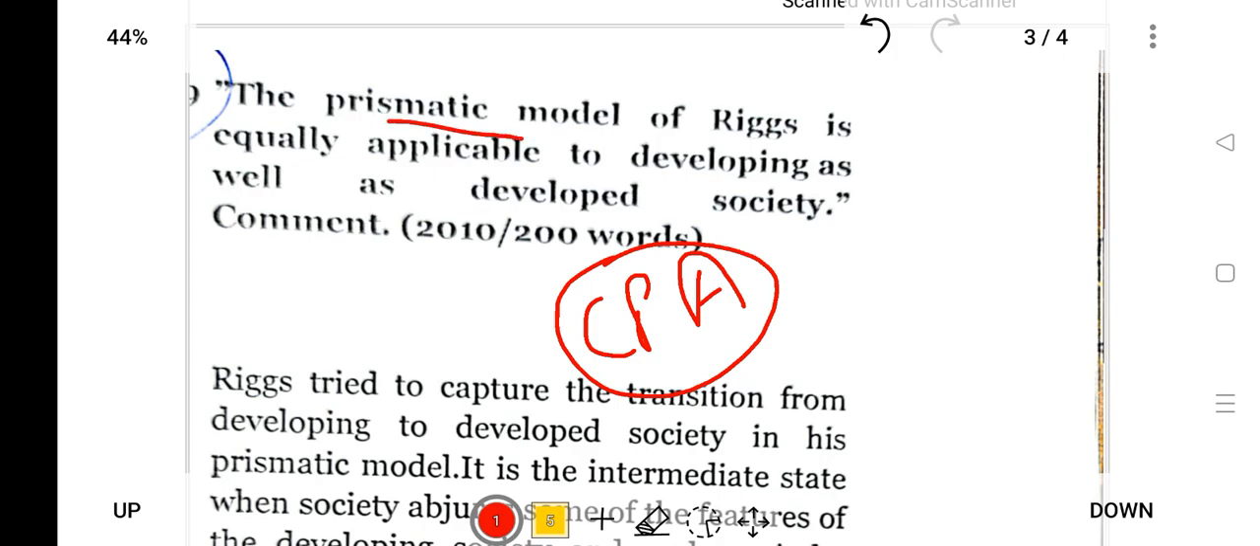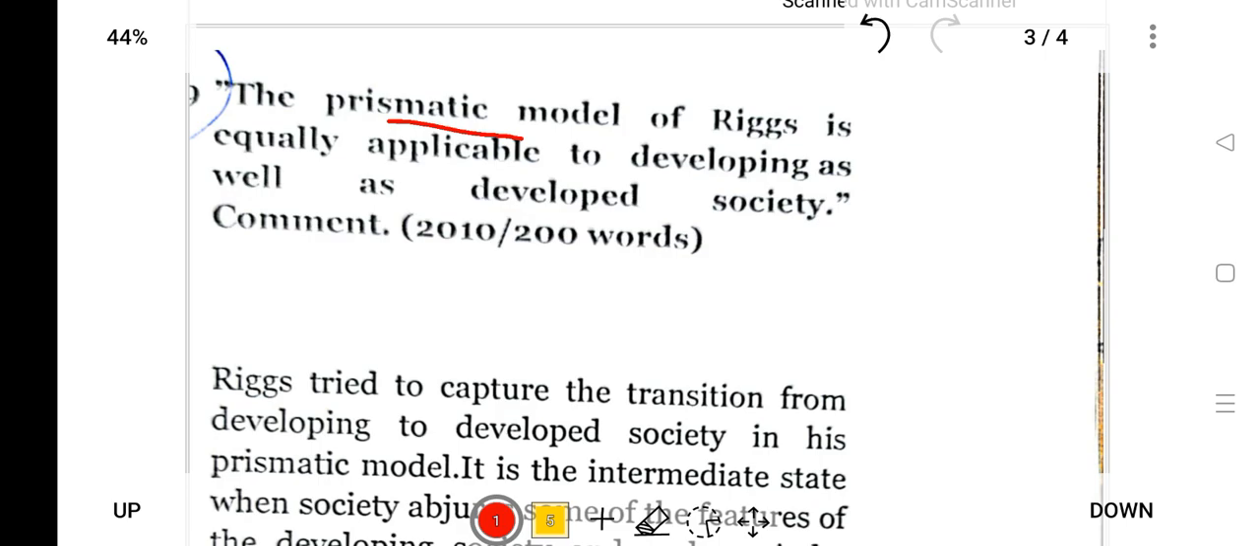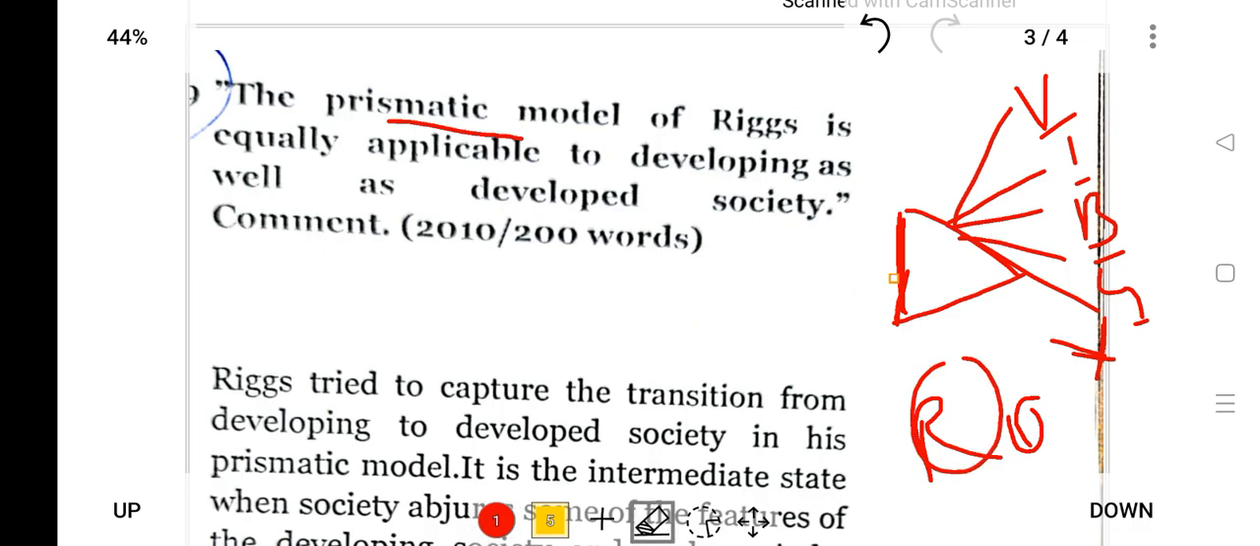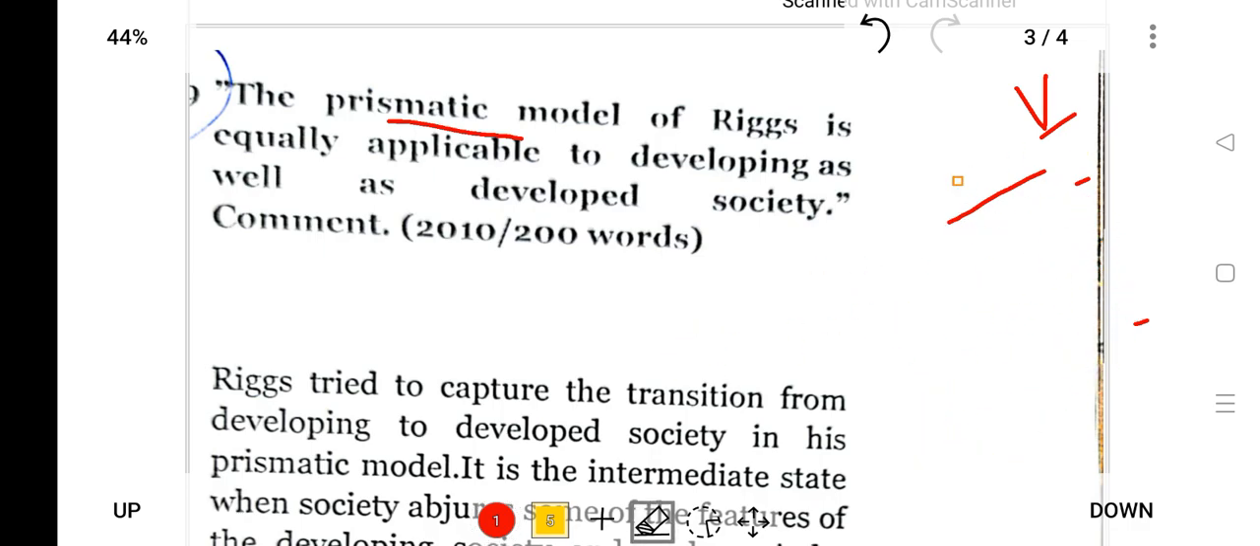So the prismatic model begins with a simple science principle, that is dispersion of light. A prism is a glass; first Isaac Newton showed that when white light hits the prism, it splits into seven colors, also known as VIBGYOR. That is violet, indigo, blue, green, yellow, orange and red. So one white light disperses into seven colors. Riggs applies this principle.